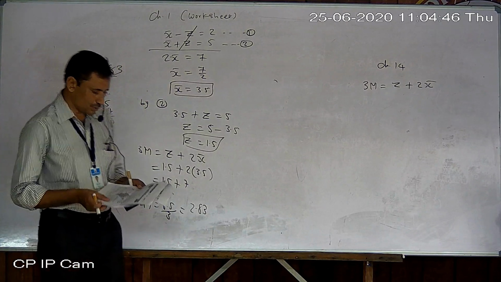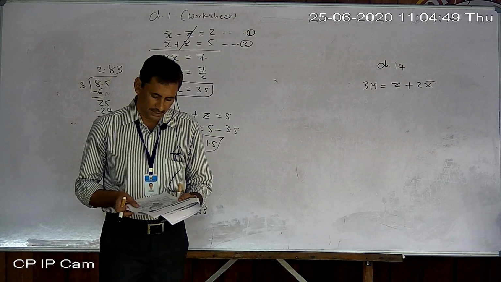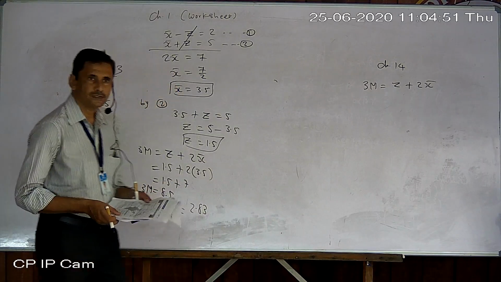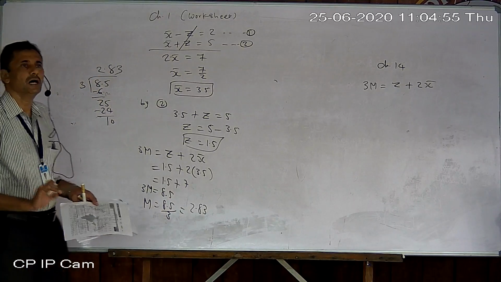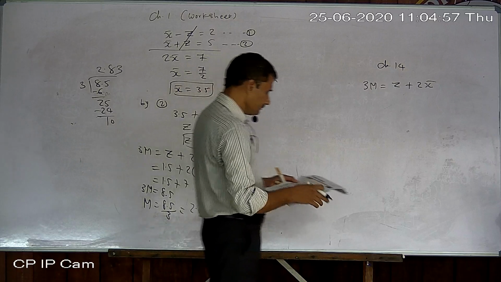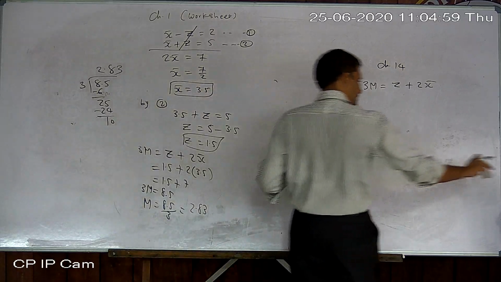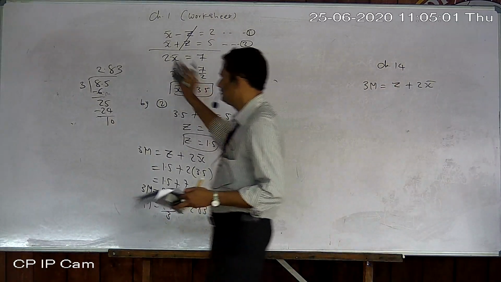Actually that option is not given. Okay. But the answer is that only. So write down any one option, 2.83, and that is our answer. Okay. Now 4 and 5, many students ask about this difficulty.